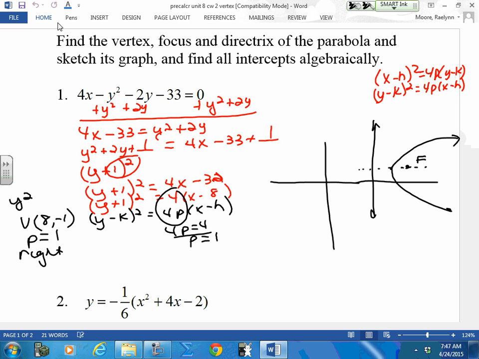Sorry? P, no, P is positive 1. We factored out a 4. No, vertex. When you drew the... Oh, it's negative. Oh my goodness.